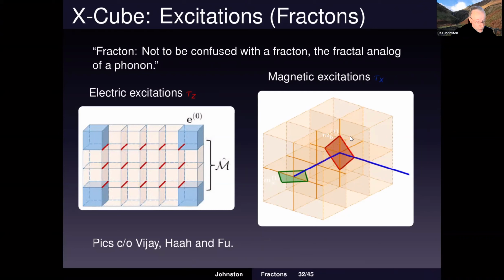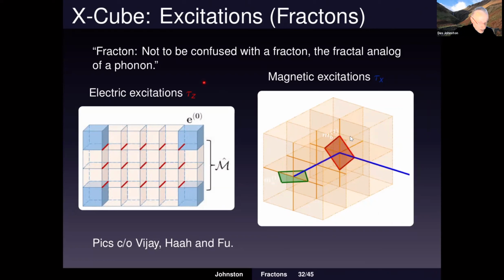And there's no way to get them to move without putting more of these red lines in. You need to create them at the edge of these membranes. So these are excitations that can't move without putting more energy in. They're pinned in the lattice, quasi-particle excitations.